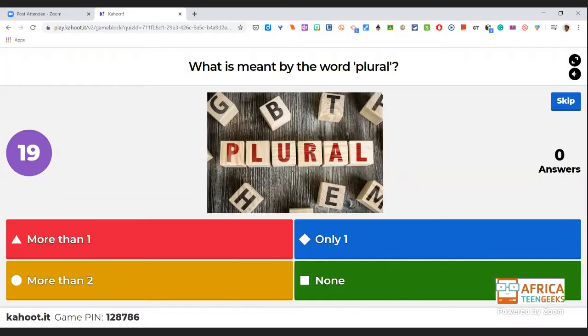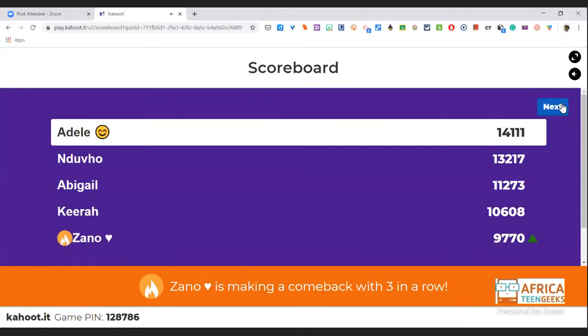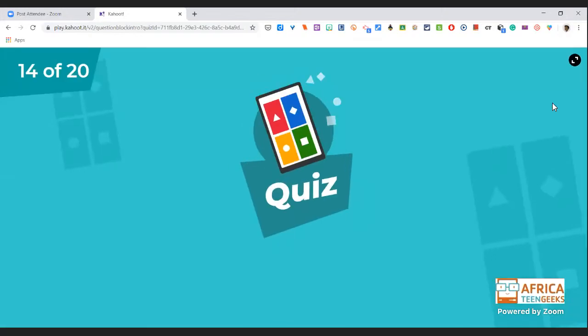What is meant by the word plural? Good, 15 people got that right. 15 people remembered that a plural means more than one. Singular means one, plural means more than one. So if you said more than 2, in a way you would be right, because it is more than 2, but the answer is more than 1. And who have we got here? Oh, so Adele in the lead, Duvu, Abigail, Kira, and Zano is back.